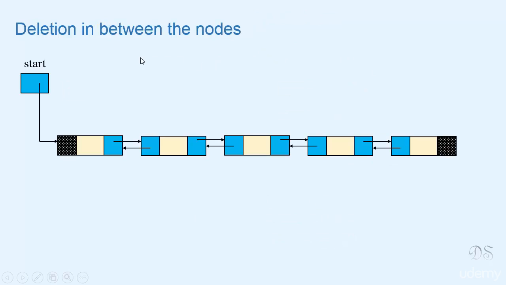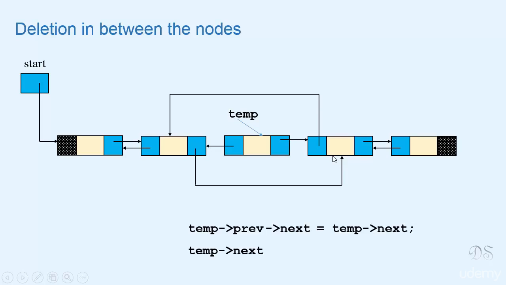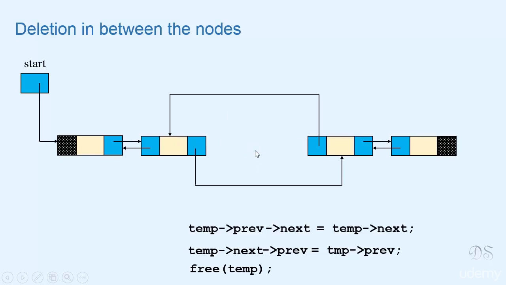Now let's see how we can delete a node that is in between the list. Suppose we have to delete this node and we have a pointer temp that points to this node. Now the next part of this node should point to this node. The address of this node is in temp previous and its next part should point to temp next. Now the previous part of this node should point to this node. Address of this node is in temp next and its previous part should point to temp previous. After that, we write free temp and remove this node. So this is how we can delete a node that is in between the list.